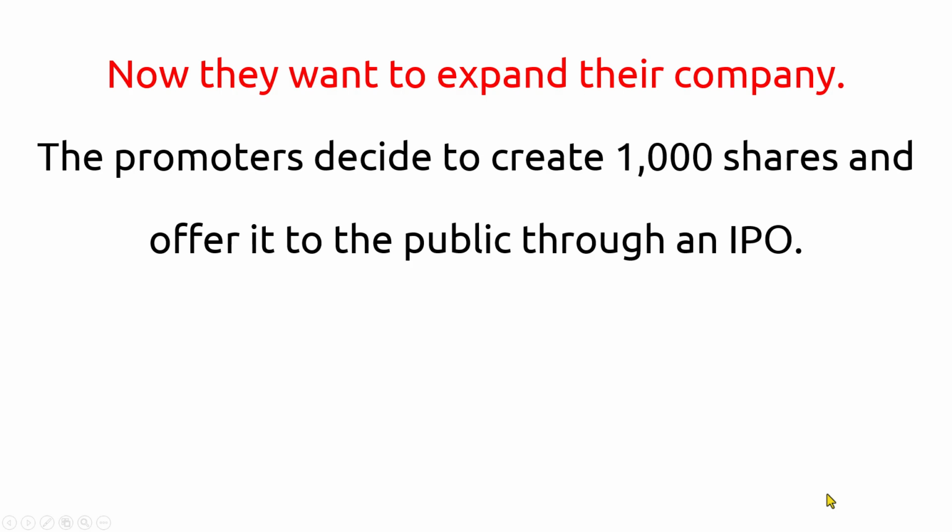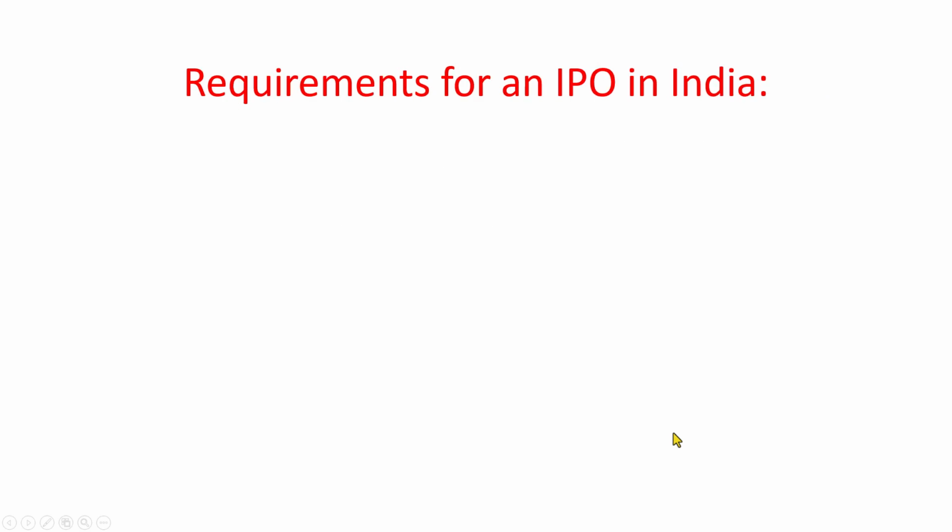And so what they do is they decide to create 1,000 shares and offer it to the public through an IPO. Alright. So this in reality is how a company goes for an IPO. There are a lot of conditions or requirements to be fulfilled by a company before going for an IPO.